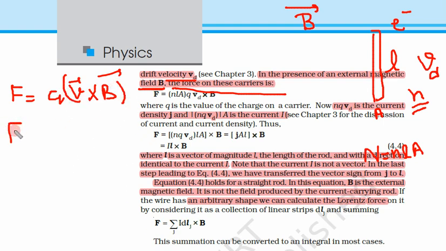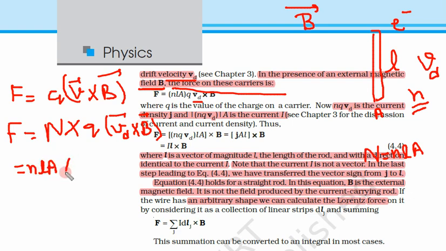Now if we have capital N charge carriers, what would be the force? It is N into Q, where V will be replaced by Vd, the drift velocity, and B is B. Now put the value of N: N is equal to n L A into Q, Vd cross B. So this is the total force on all the carriers.